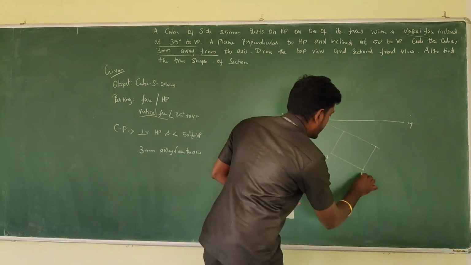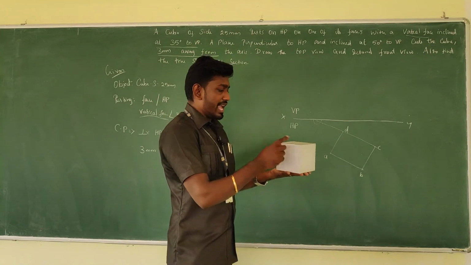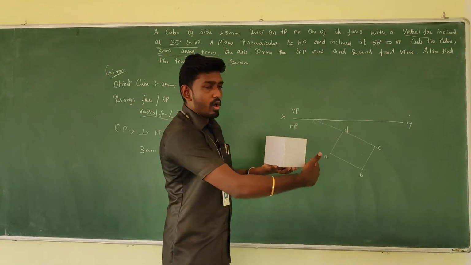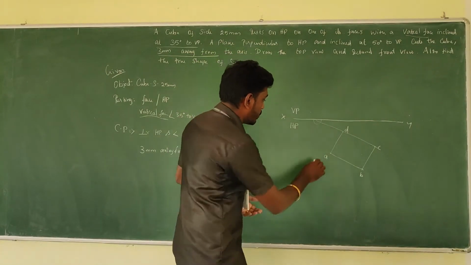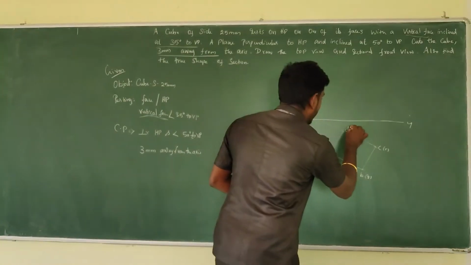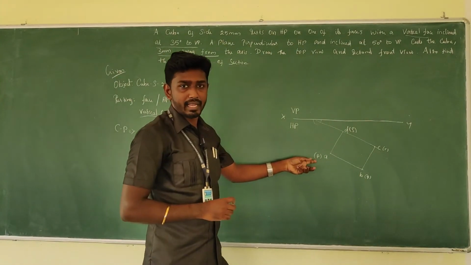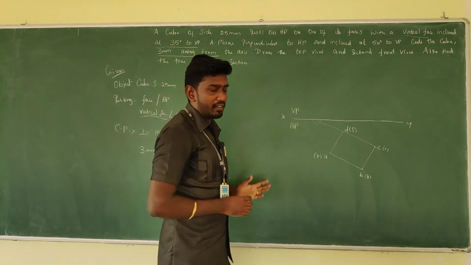Here is A, B, C, D. Top face I am going to give A, B, C, D, and bottom face P, Q, R, and S. The bottom base is invisible, so I have taken it inside the bracket. Move to the front view.